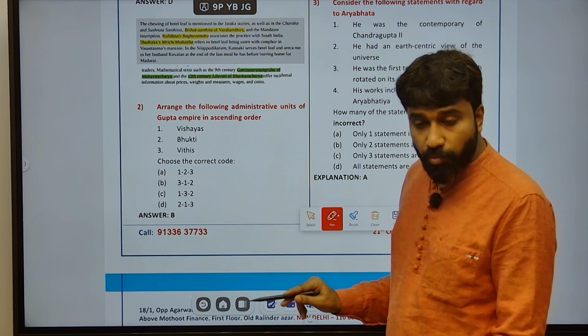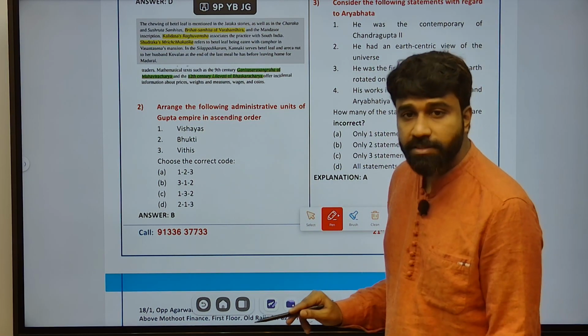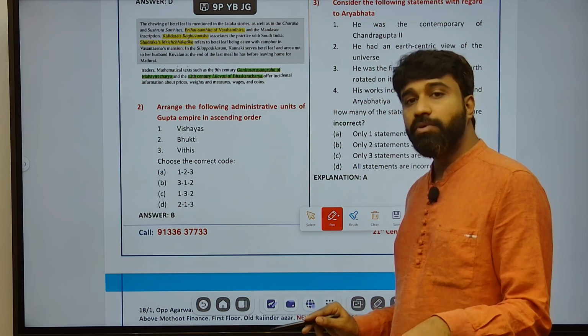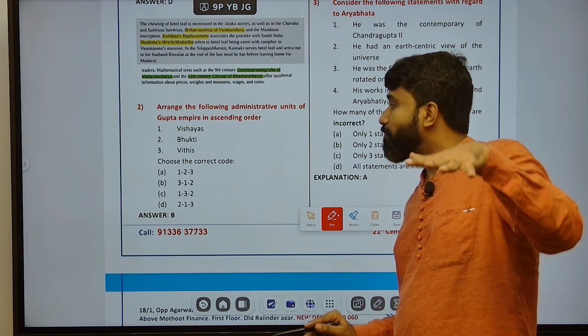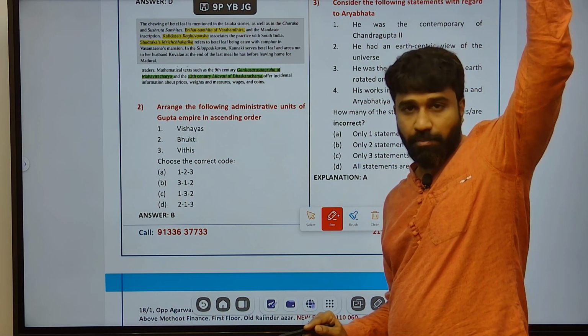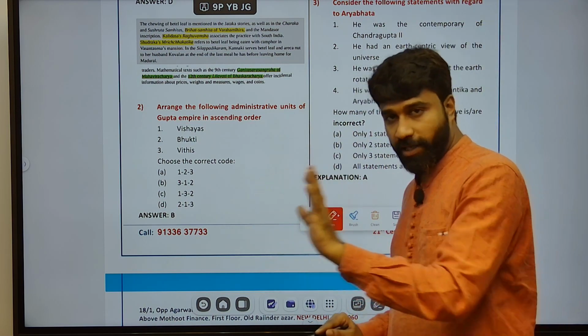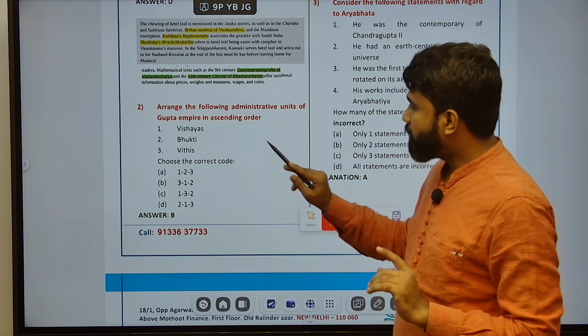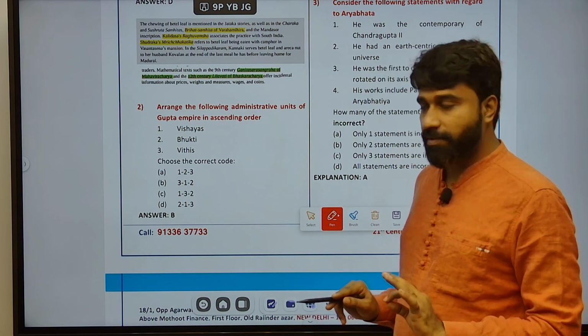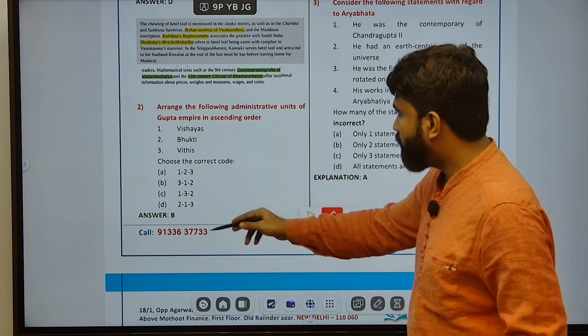Grama is the lowest unit, and the next coming are the Vithis and later the Vishayas, and finally the Bhuktis, above Bhuktis the emperor. The head of the Bhukti is the Uparika, please remember, and the Vishayapati is the head of the Vishayas. This is the order that you need to remember.